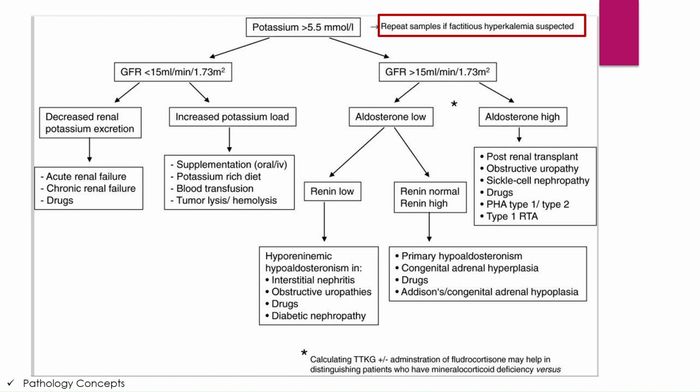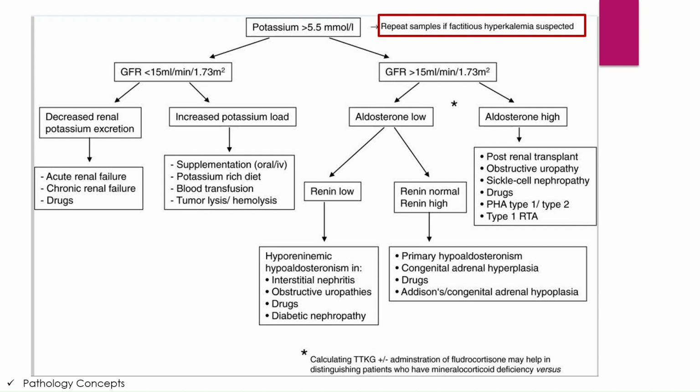This picture shows a flowchart of the differential diagnosis of hyperkalemia. If the potassium level is more than 5.5 milliequivalent per liter, then check whether it is true or fictitious. Sometimes, due to hemolysis of the sample, fictitious hyperkalemia can occur. Once you find that the hyperkalemia is true, then check the GFR level. If GFR is less than 15 ml per minute, then there are two possibilities. First is decreased renal potassium excretion and second is increased potassium load.